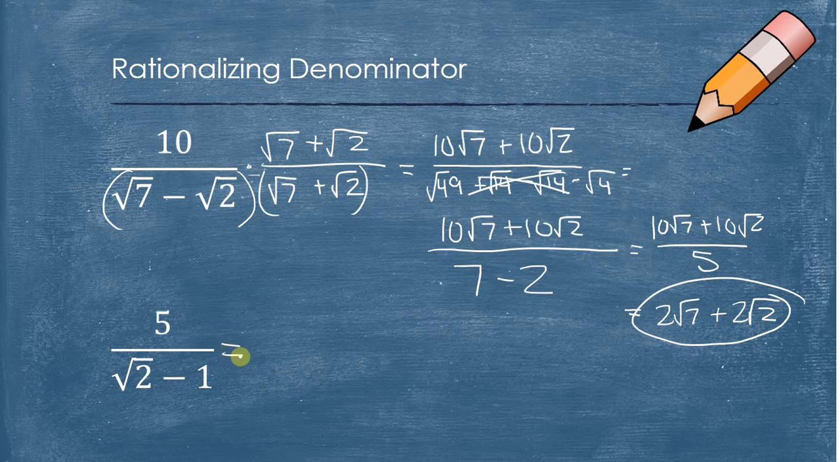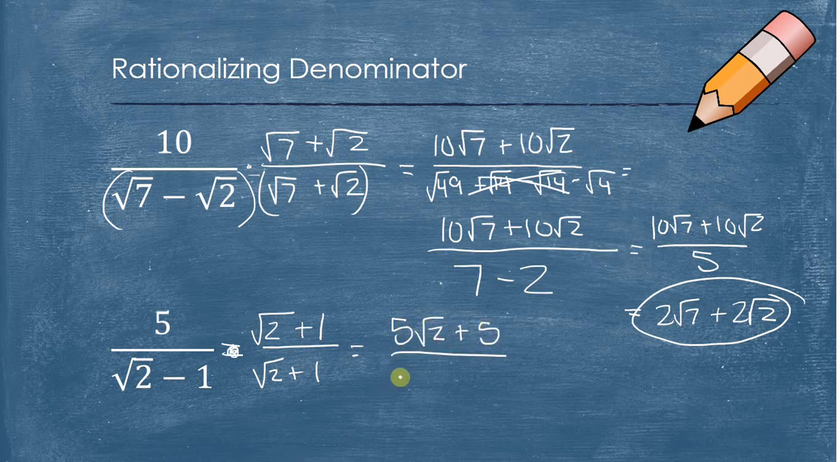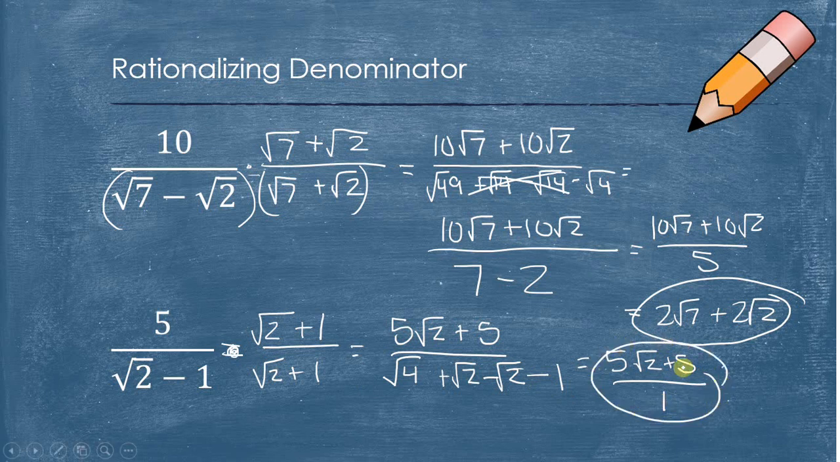So let's do the same thing. We're going to multiply by the conjugate. So I'm going to multiply by the square root of 2 plus 1. So I'm going to get 5 square roots of 2 plus 5 over square root of 4 plus the square root of 2 minus the square root of 2 minus 1. So I'm going to get 5 square roots of 2 plus 5 all over 2 minus 1, which is 1. So that would be my final answer right there.